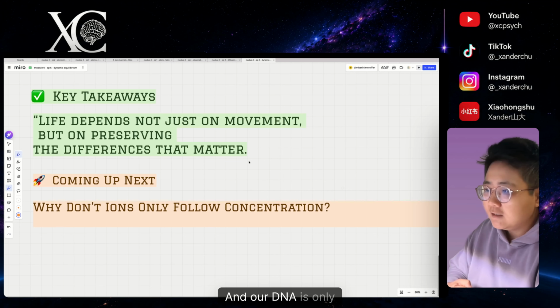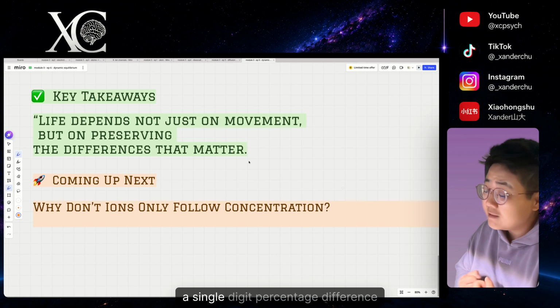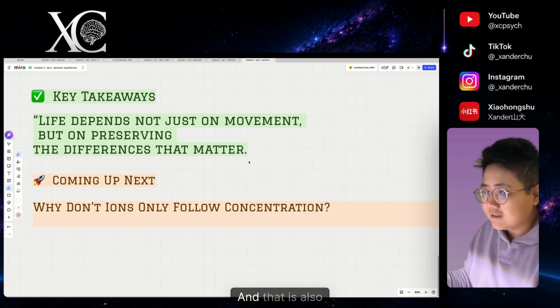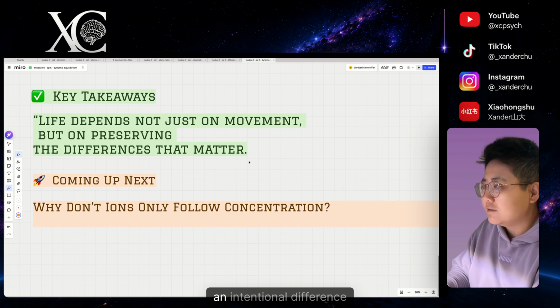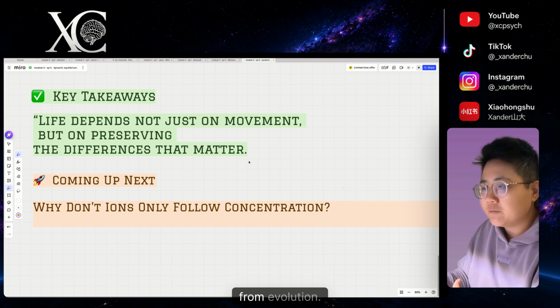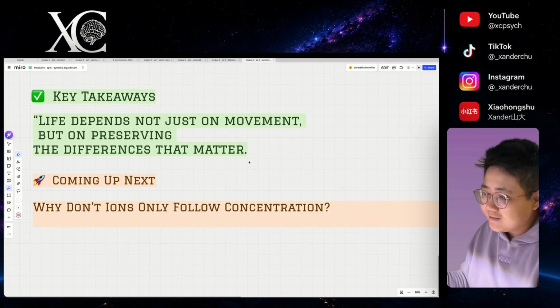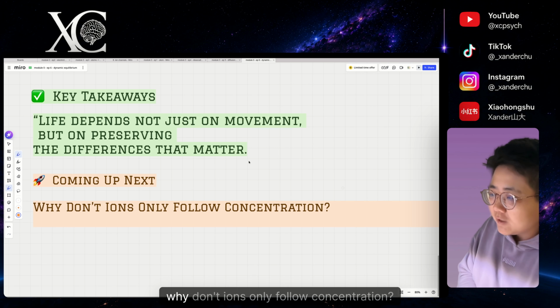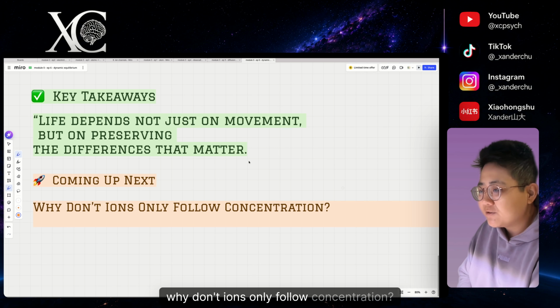And our DNA is only a single-digit percentage different from gorillas. And that is also an intentional difference from evolution. Food for thought. So, coming up next, why don't ions only follow concentration?